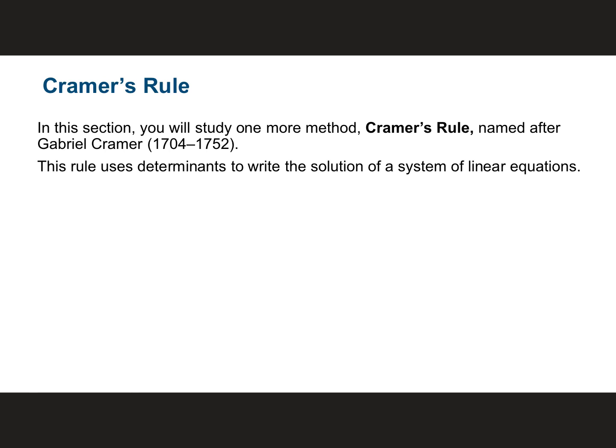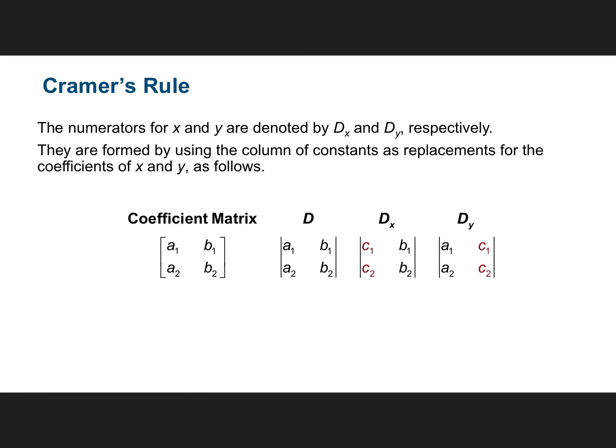Your 11.5 notes, go over Cramer's rule. Cramer's rule is just another method in order to solve systems. So the way that you're going to do this is you're going to find D, D sub x, and D sub y. D sub x goes over D, D sub y goes over D. When you simplify those, that'll be your answers.